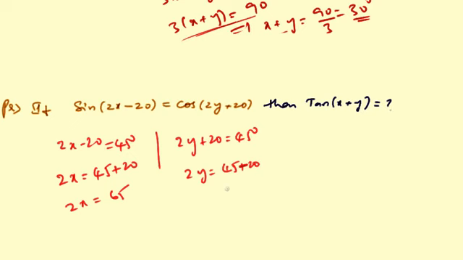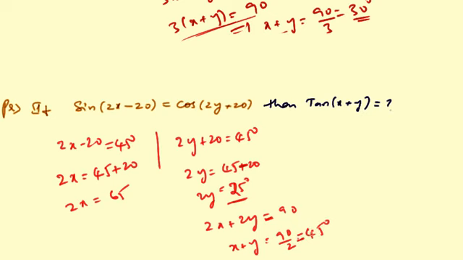45 minus 20, so it is nothing but 25. 2y is nothing but 25. So 2x plus 2y, I am taking those two and adding them up, so it will become 90. So you know that x plus y is nothing but 90 by 2. The same way, earlier 3 common, here it is 45.